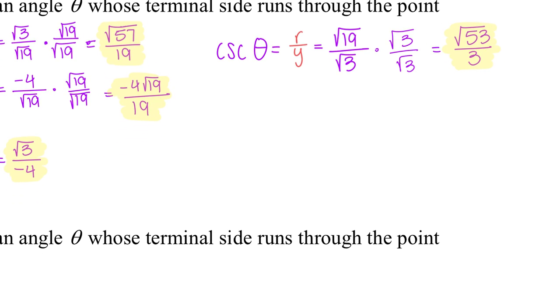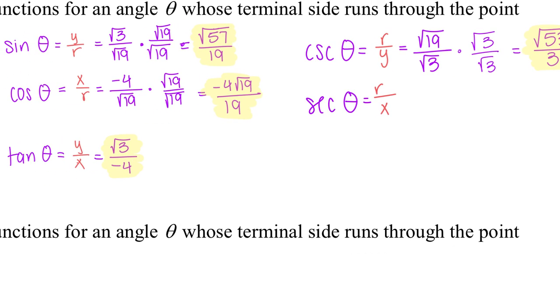Let's go ahead and do secant theta. Secant theta is r over x. And plugging that in, r is square root of 19 over x, which is negative 4. And I'm going to leave it like that.